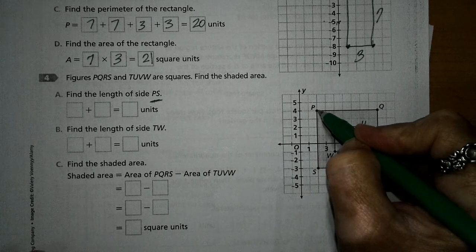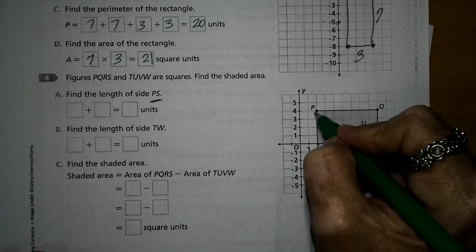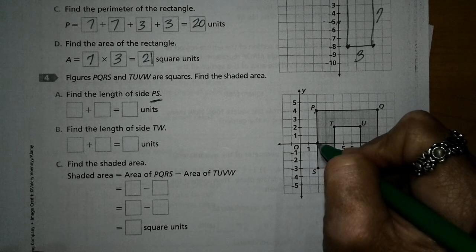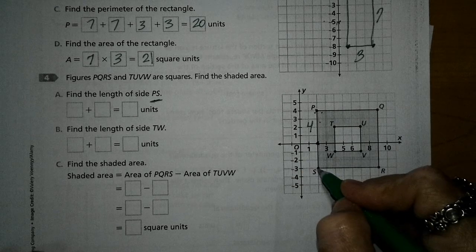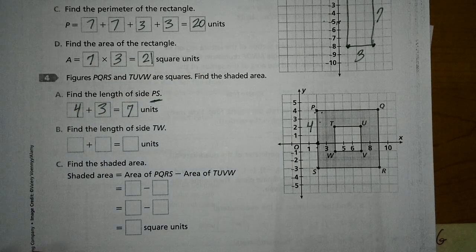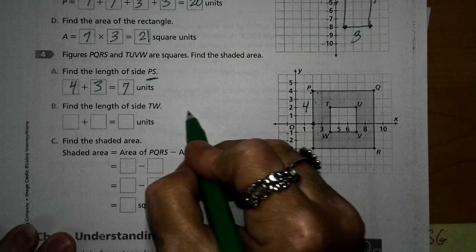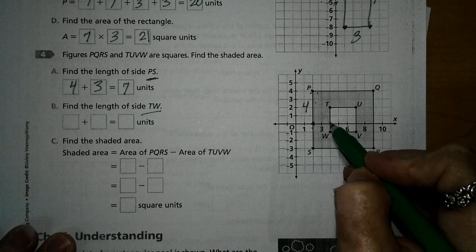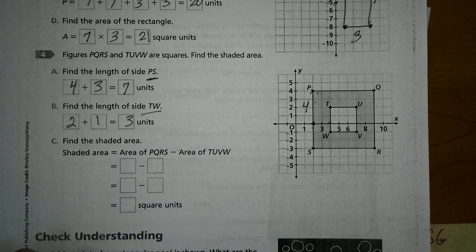So the distance between P and the axis is what? 7. No. Listen to what I'm asking. P and the axis. So between here and here. 4. Yes. All right. And what about S and the axis? 3. Now the total is 7. Okay. All right. What about TW? The distance between T and the axis is what? 2 and then 1. So the total distance is 3.